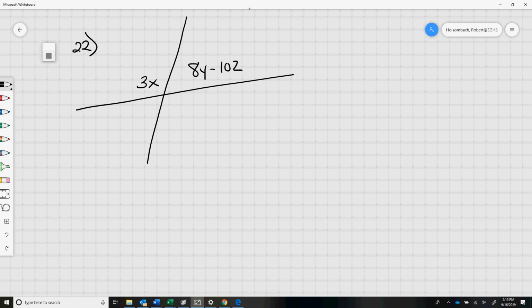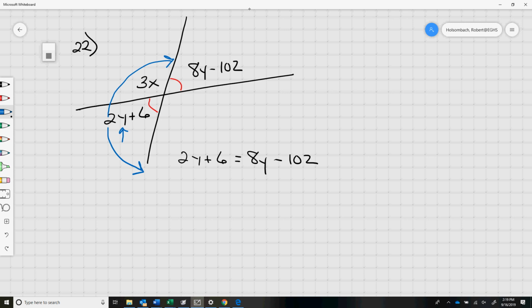The expressions with the y's in them, what kind of angles are those? They're vertical angles. So these two are vertical angles, and they're congruent, aren't they? So 2y plus 6 is equal to 8y minus 102. After you solve for y, you can substitute, can't you? You can substitute for the y, and then what do these have to add up to? 180 again. So these are supplementary. When you substitute for the y, you can get a value for this angle, and then you're going to add that angle to 3x and make it equal to 180.